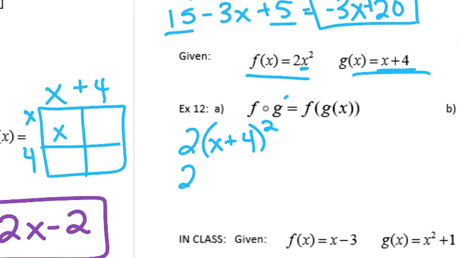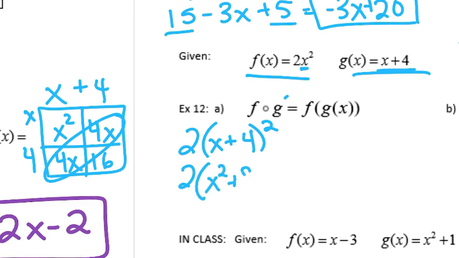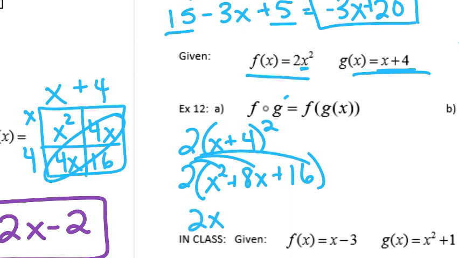So it'd be x times x, x squared. 4 times x is 4x. 4 times x is 4x. 4 times 4 is 16. And then this one you can combine. So it'd be x squared plus 8x plus 16. And make sure you distribute. So that would be 2x squared plus 16x plus 32.